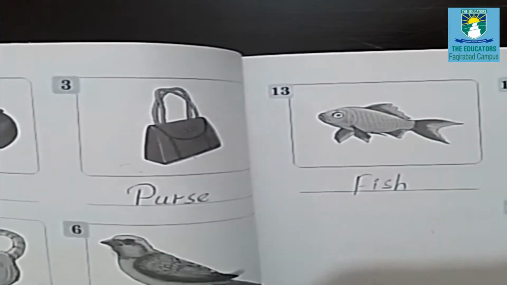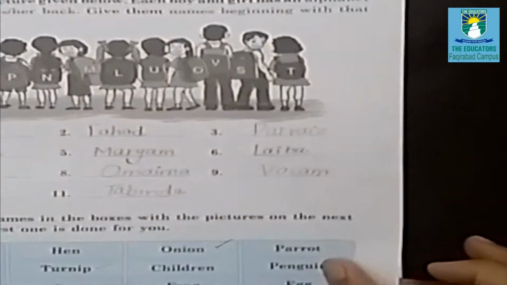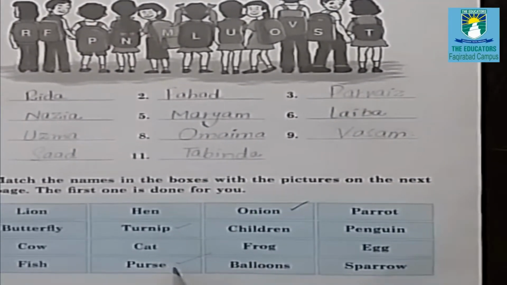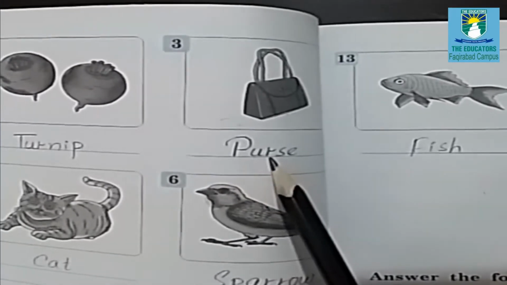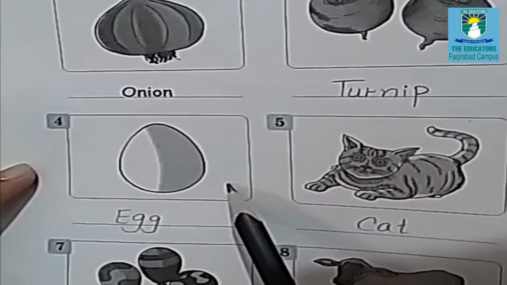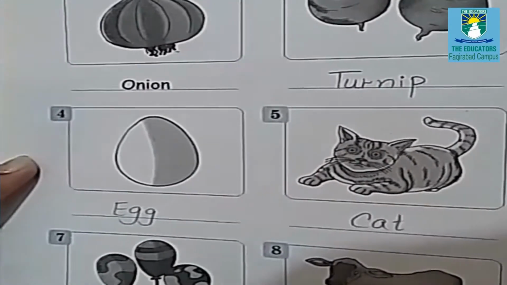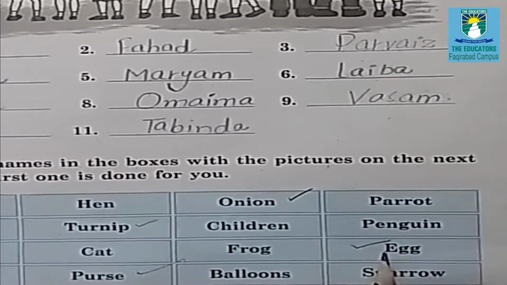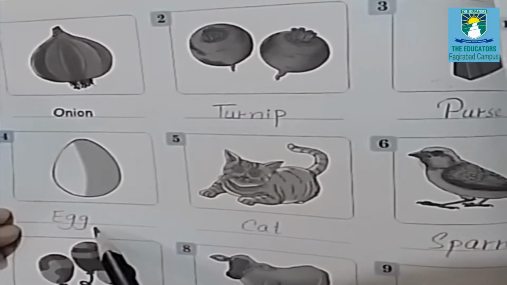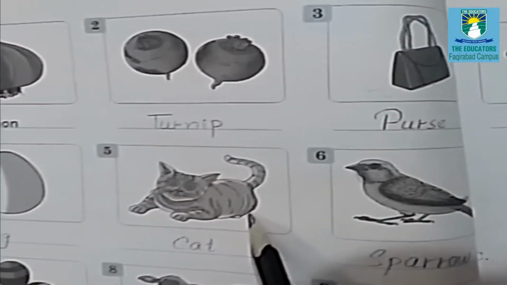Next we have another picture and this is a purse. So you have to find out spelling of purse over here. Here's purse. So you have to write its spellings under this picture. P-U-R-S-E. Next we have an egg. So you have to find out egg. Over here, here is egg and you have to write these spellings over here. E-double-G.